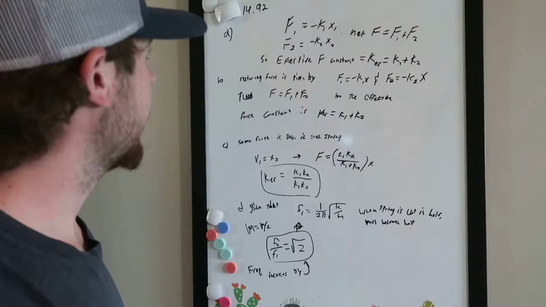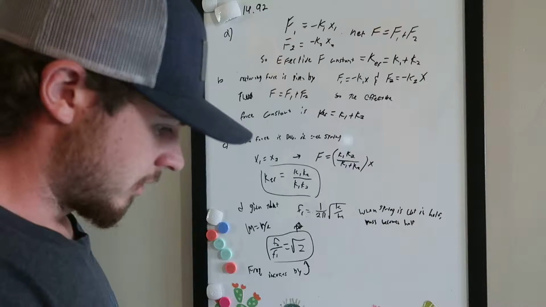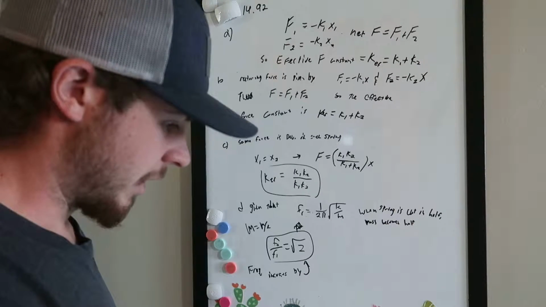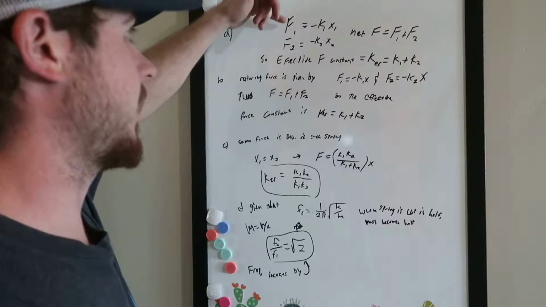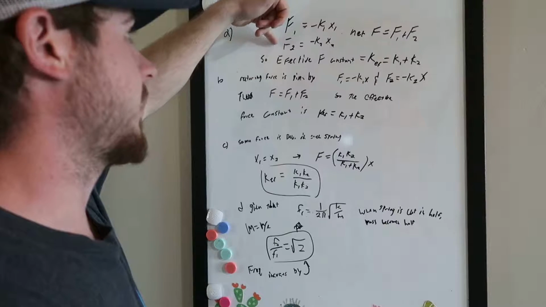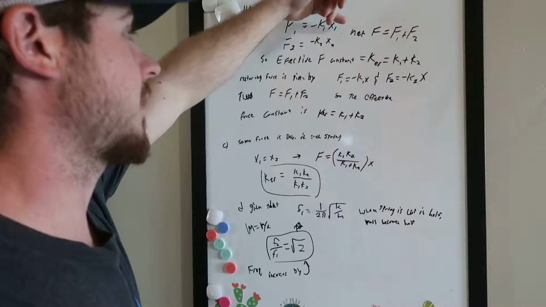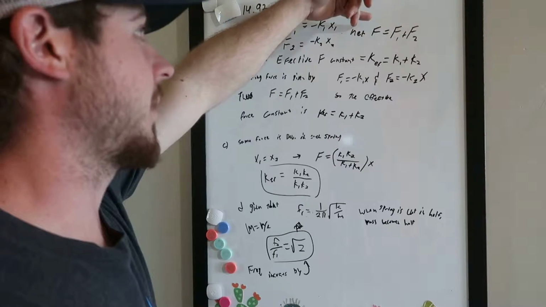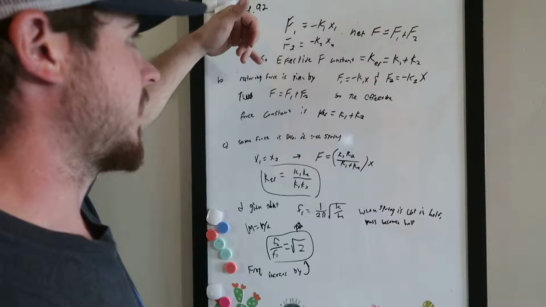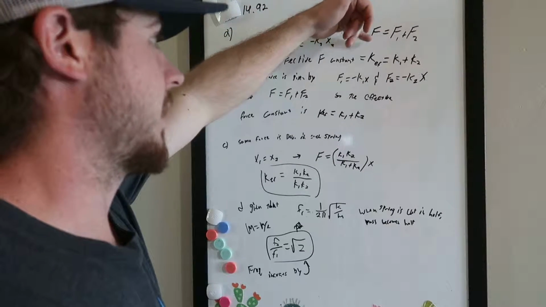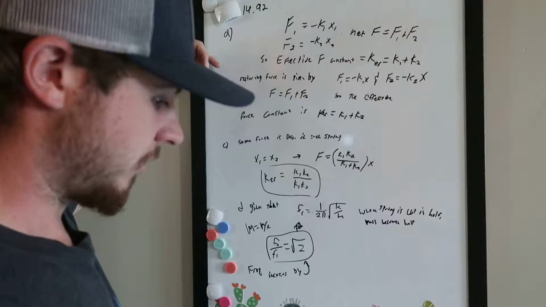So, for part A, the same force is developed by each spring, so F1 is equal to F2, so negative K1 times X, negative K2 times X, so the net force is going to be equal to F1 plus F2, so the effective force constant is equal to K1 plus K2. So that's A.